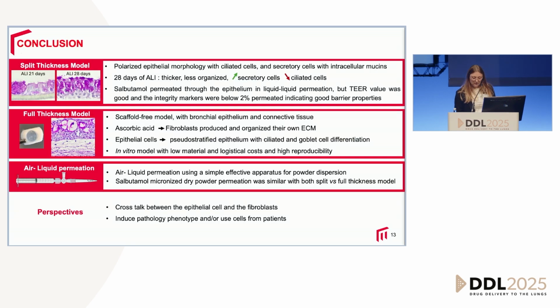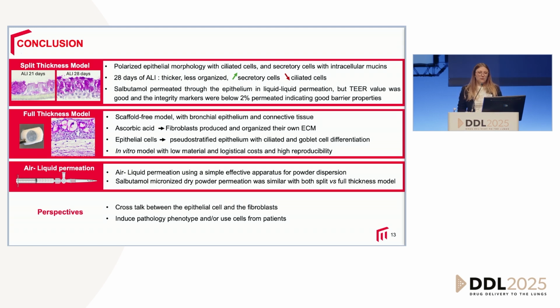So in conclusion of this study, we have a first split thickness model that is capable of differentiating into a pseudo-stratified epithelium with ciliated, secretory, and intracellular mucin. And we know that the salbutamol partially permeates through the epithelium, but the TEER values are still correct. And we have an integrity marker below 2%, which provides good barrier function. Then we have the full thickness model, a scaffold-free model that prevents the contraction of the fibroblasts.